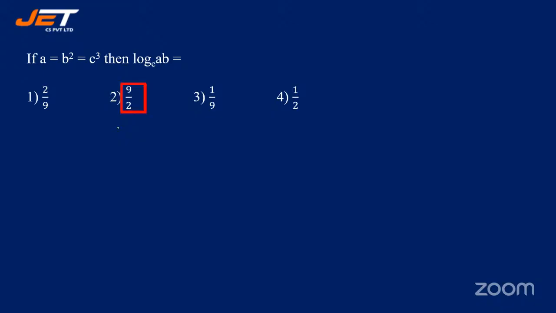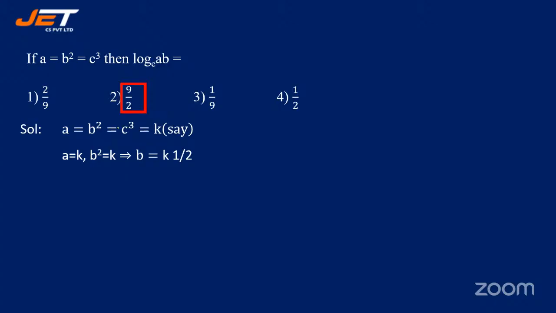Right. Let's see. The answer is 9 by 2. So you can quickly see the board. a is equal to b square is equal to c cube. That's what they've given in the sum. And we are assuming that to be k. Let's assume this is equal to k. So a is equal to k, b square is equal to k, then c cube is also equal to k.